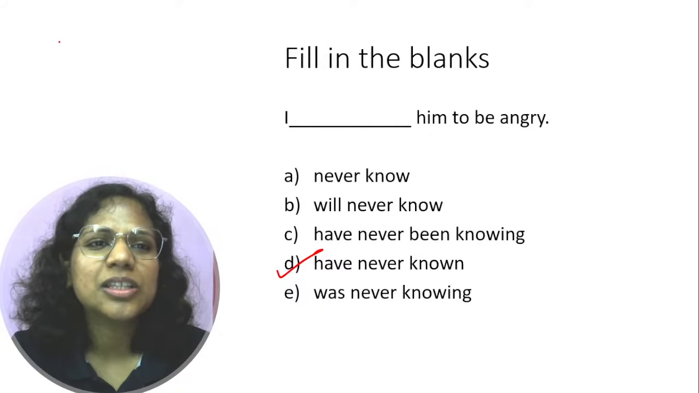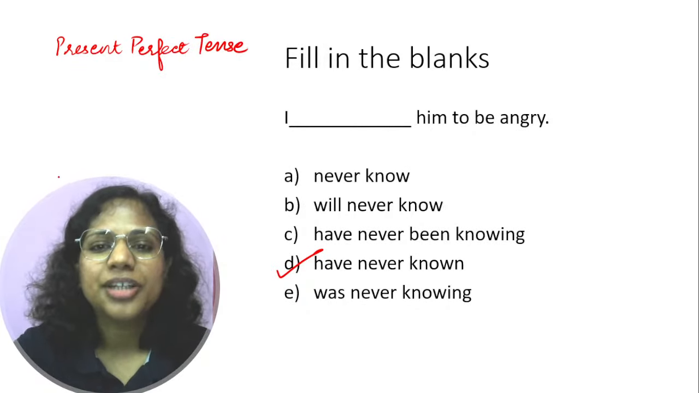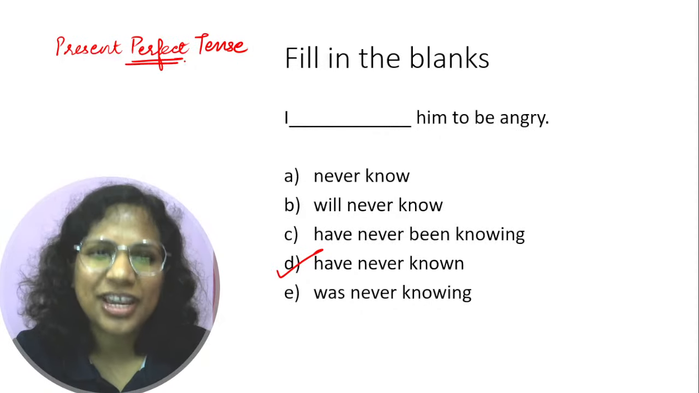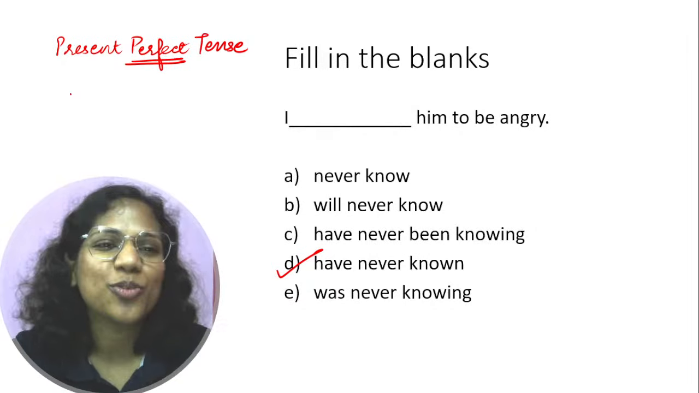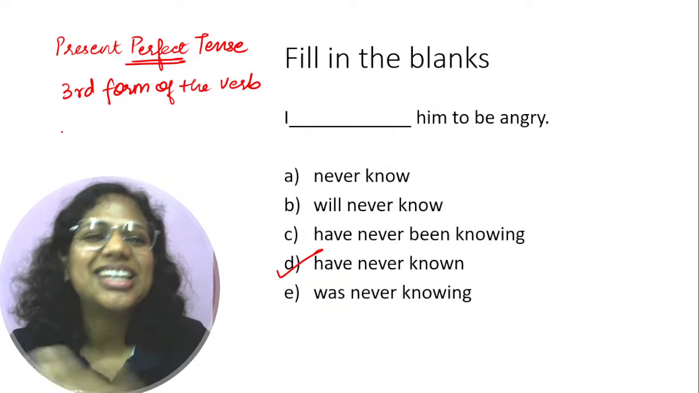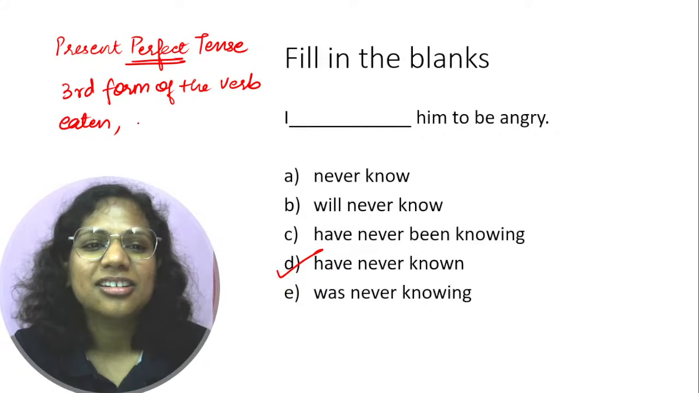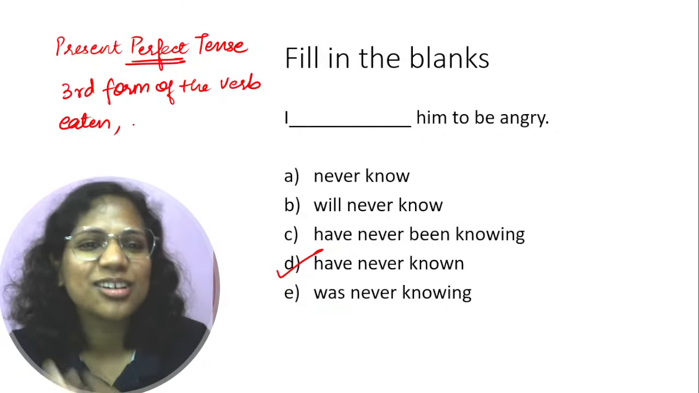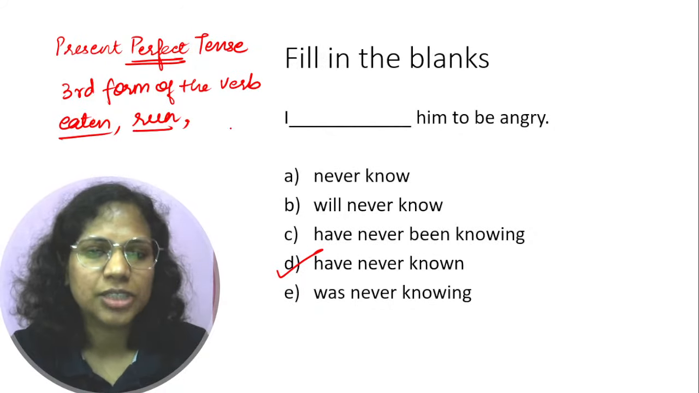Now, this is the present perfect tense. In the present perfect tense, we use what we refer to as the participle form of the verb or the third form of the verb. Simply speaking, the third form of the verb. So, eat, ate, eaten. So, eaten is the third form, right? Then, if I say run, ran, run. So, run is the third form, right? So, we use the third forms of the verb here.